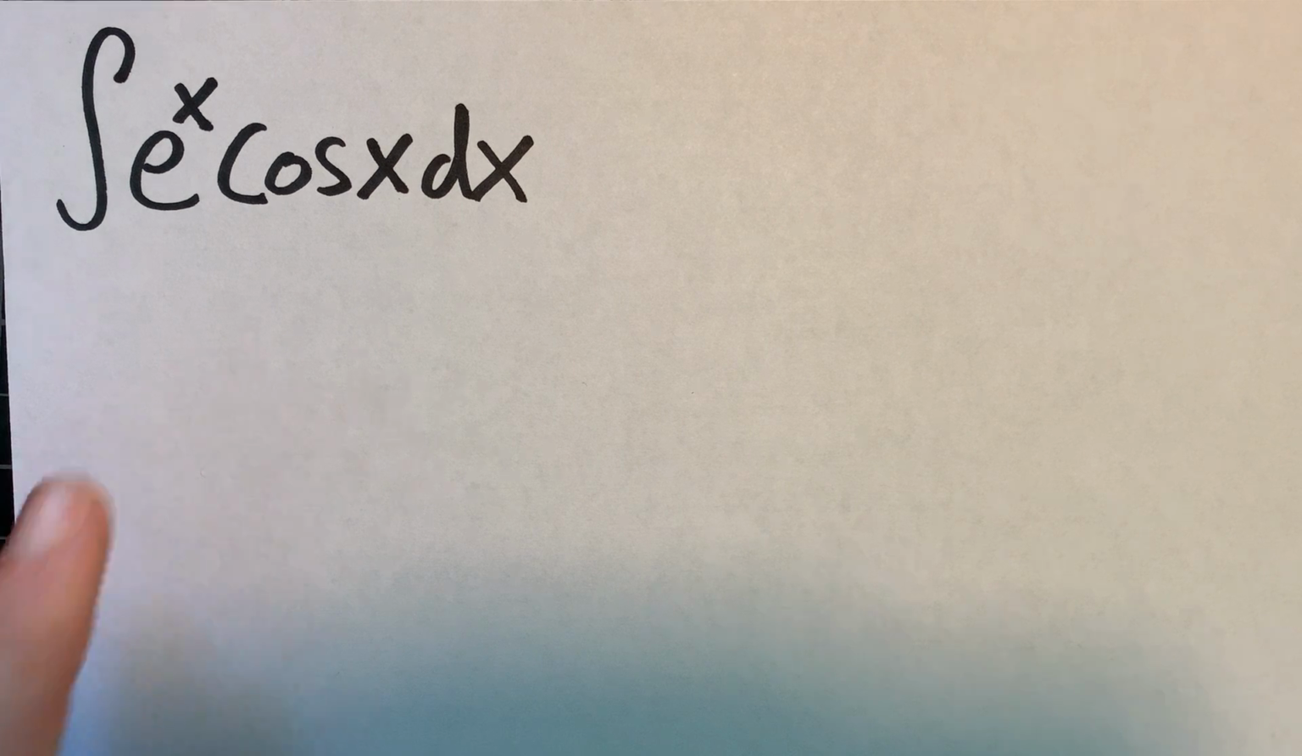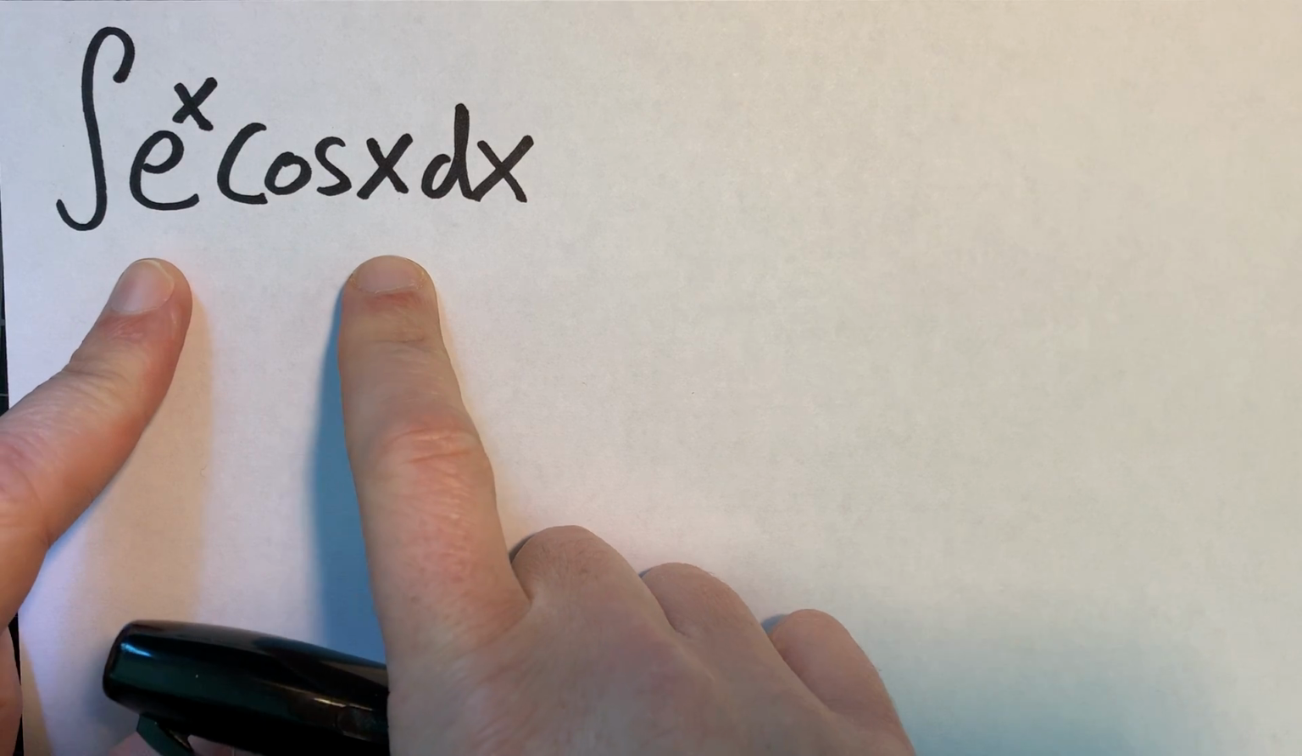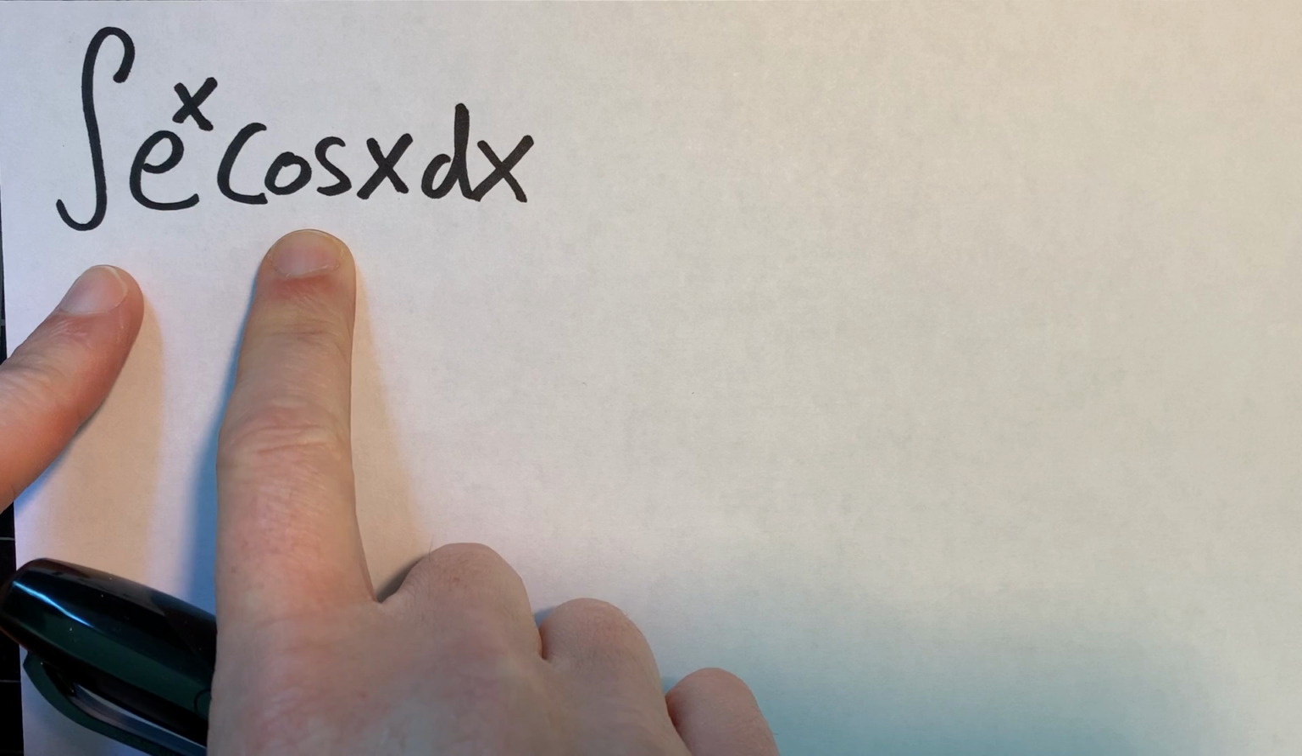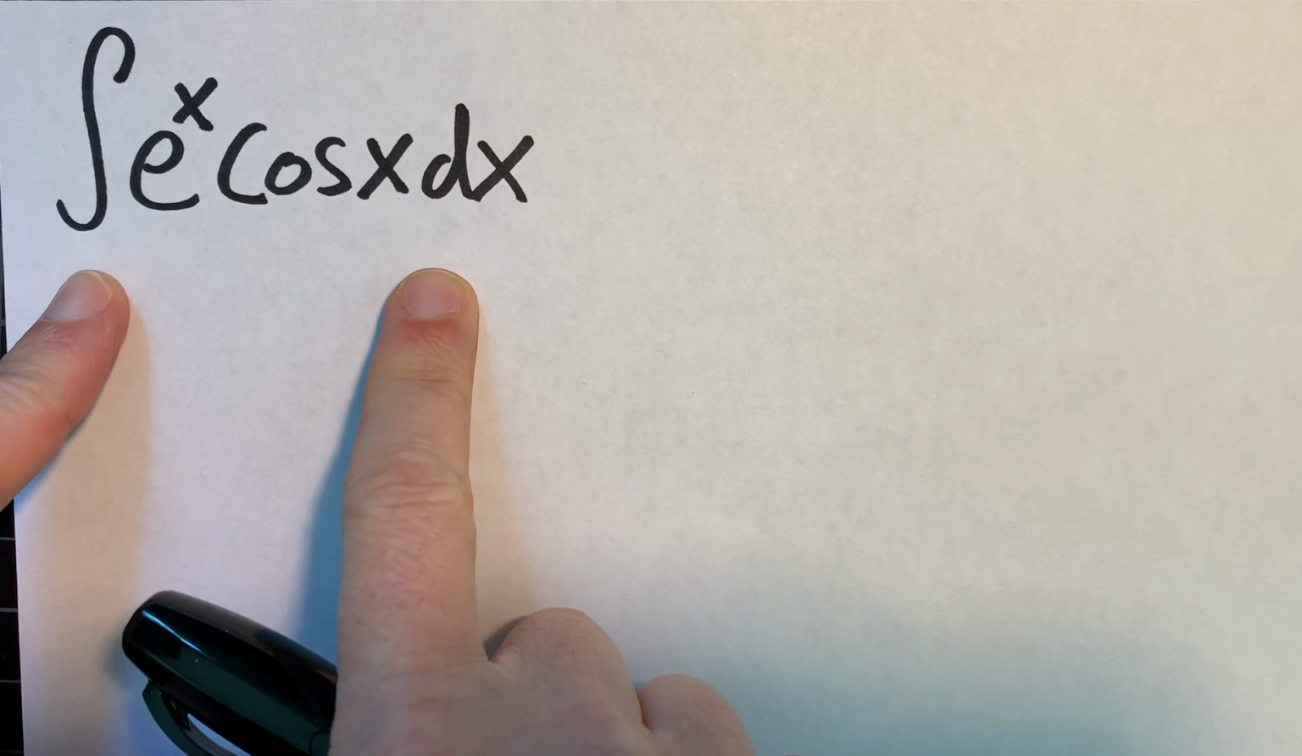I remember when I was taking calculus, this was one of my favorite integrals. So I thought I would show you, and maybe you would find it interesting as well. It doesn't look so interesting just from the beginning. We have e to the x times cosine of x dx. So we're going to try to integrate this.